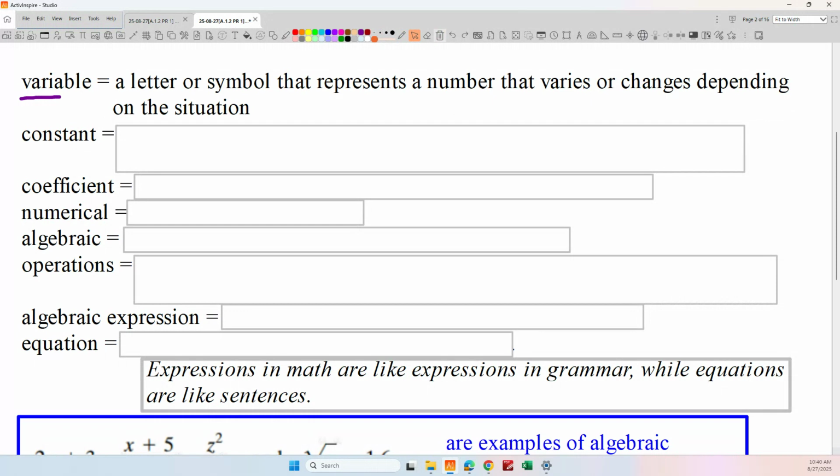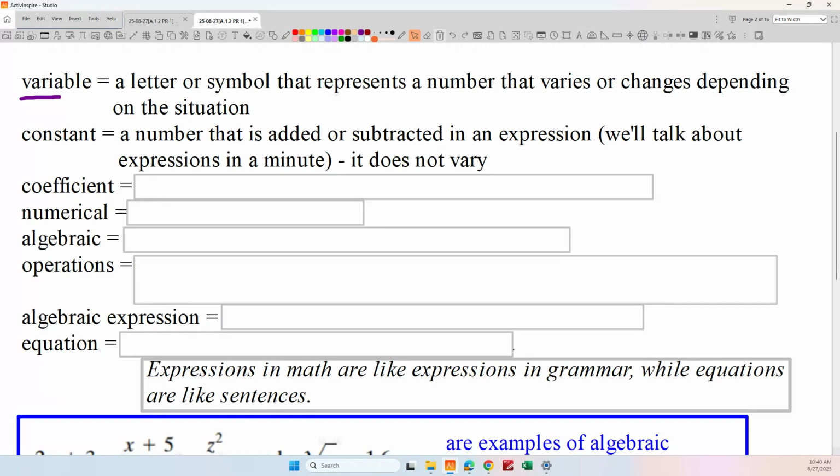How's that different from a constant? What's a constant in math? Something that's always there and doesn't change? Stays the same, right? A constant is something that stays constant, just like it sounds. So it's a number that's added or subtracted in an expression. It's something that does not vary. When we talk about expressions, a constant is the thing that's being added or subtracted usually.